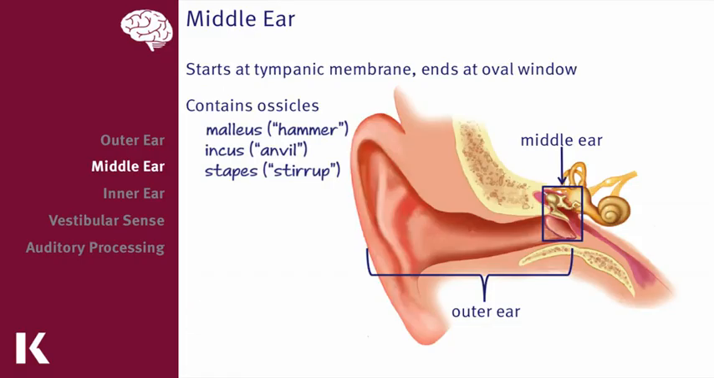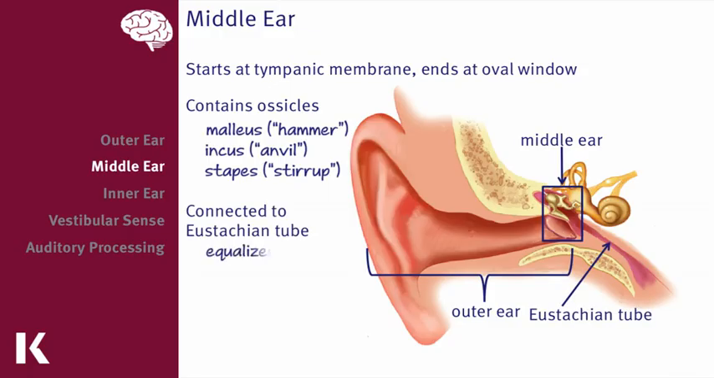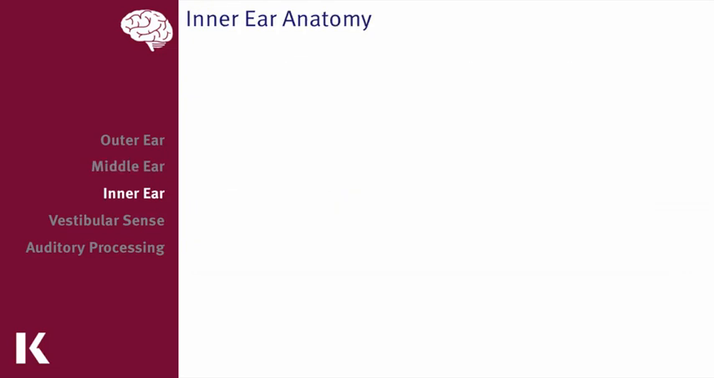One other feature to note in the middle ear is that it's connected to the eustachian tube, which is part of the nasal cavity. And without this, we wouldn't be able to equalize the pressure in our ears. And without this capability, we would have a very hard time doing activities like scuba diving or popping our ears on long plane rides.